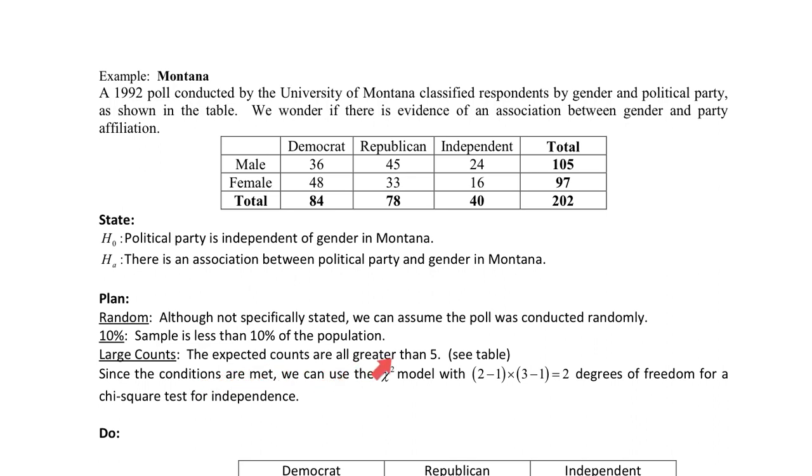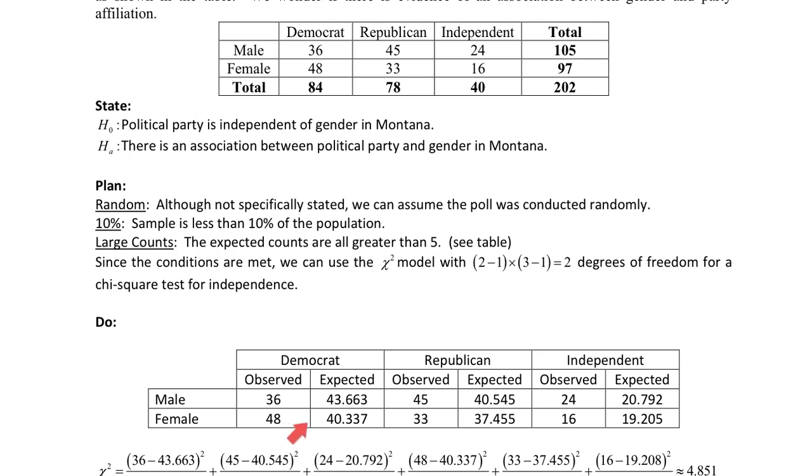Large counts, let's see, we're going to see the table here below. We can see all of my expected values. We calculated that just like we did in the previous video. So all my expected counts, 43 something, 40, 40, 37, they're all greater than 5. That's good. They did the degrees of freedom here. You don't have to, but the conditions are met. So we can use a chi-squared test for independence.